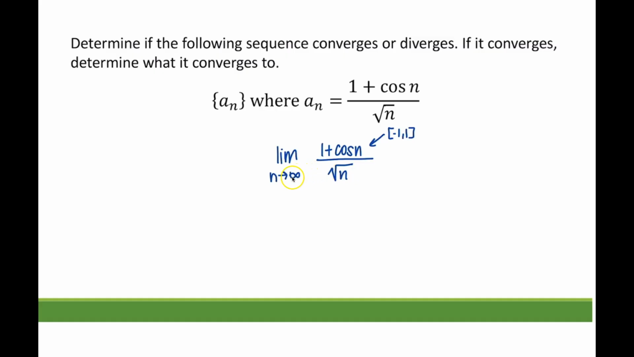So as I plug in bigger numbers into the square root of n, that's still getting bigger, and the top is constant. So the bottom is getting bigger faster, right? So this one is getting bigger faster. The top is basically constant. Then the whole limit is going to go to 0. So that being said, we're going to have that this sequence converges, and it converges to 0.